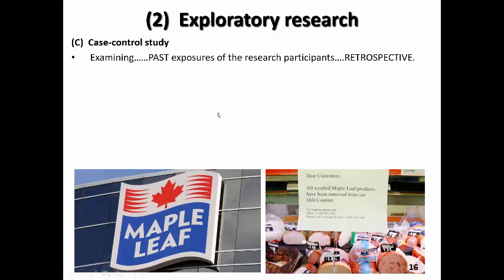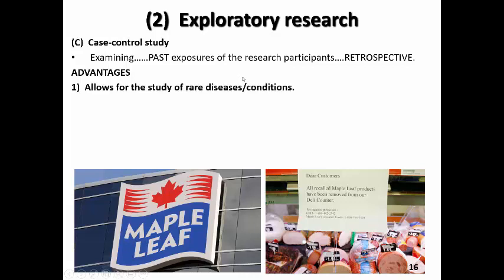So the case control study is retrospective in nature, which means that the researchers, after selecting the population of interest and enrolling participants that fit those criteria, are examining past exposures of the risk factors, and so it's historical in that sense. And this approach carries some unique advantages.